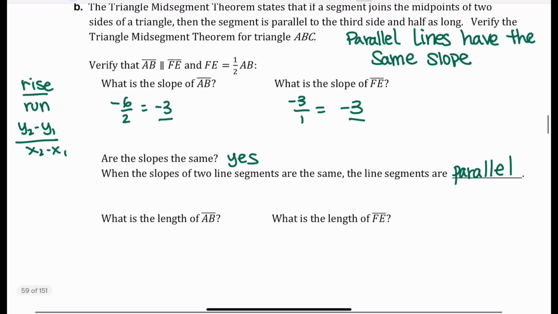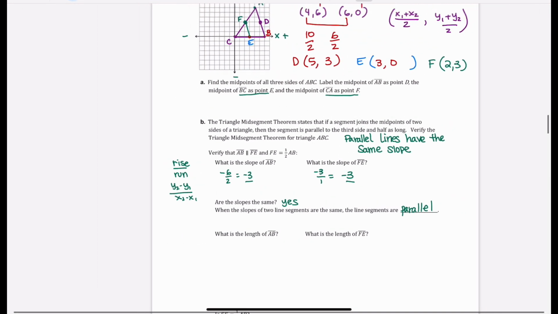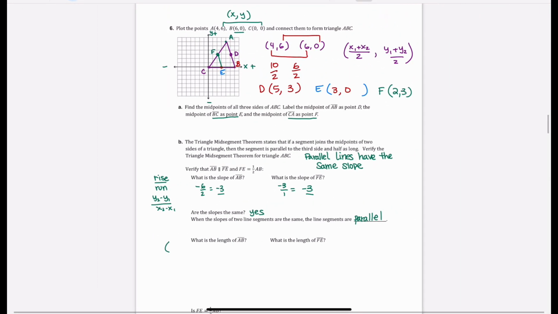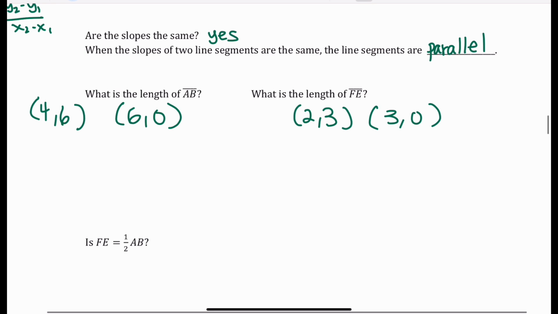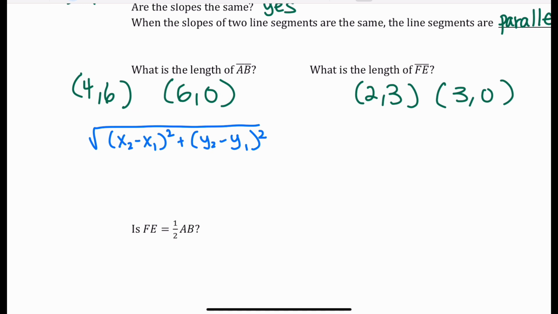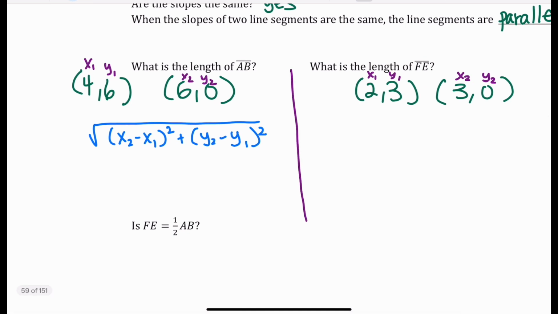Now we're going to talk about the length. Okay, so we're going to find AB. A is (4, 6), B is (6, 0). And then we're going to find the length of FE. F is (2, 3), E is (3, 0). And we're going to use the distance formula. Let's label our points x1, y1, x2, y2. We're going to treat those as separate equations, so they're each going to have an x and a y.